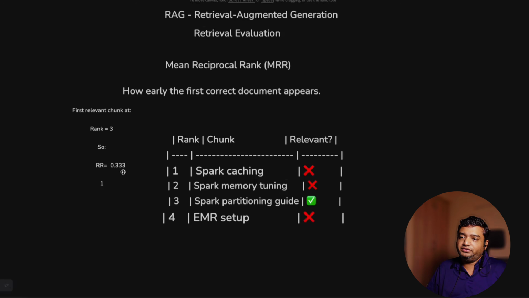So your RR becomes 1 divided by 3, which is 0.33. Now assume that the third is not correct and your correct answer is at position 2. In that case, your RR becomes 1 divided by 2. For multiple queries, you calculate different RRs and then take the average of them. That gives you the MRR. So it is heavily dependent on the rank. You need to know the rank, and only then can you calculate the mean reciprocal rank.